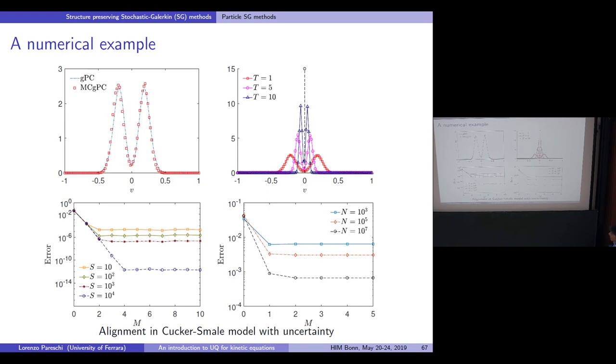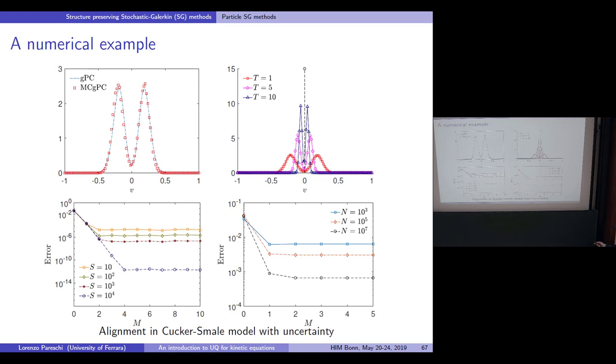Here, what you have on the left, you see the convergence with respect to the parameter s, which is used for the computation of the sum. Here n is equal to 10 to the 4. So when s is equal to 10 to the 4, we are computing the whole quadratic cost. But you see that you get a very reasonable error even with a very small value of s.